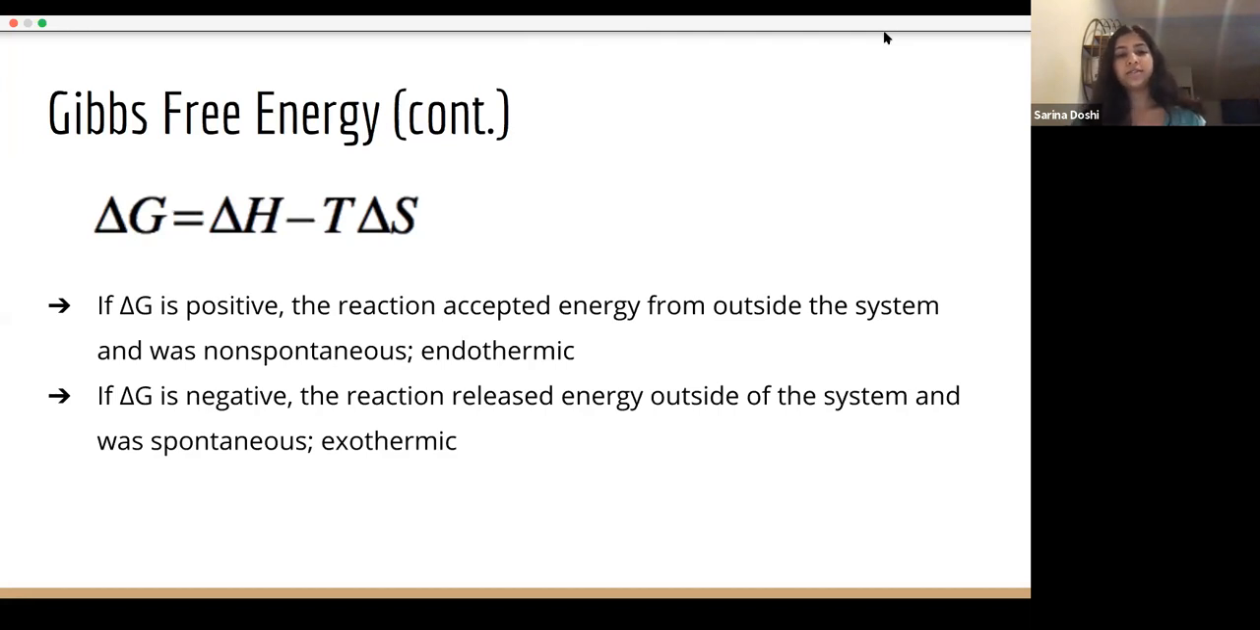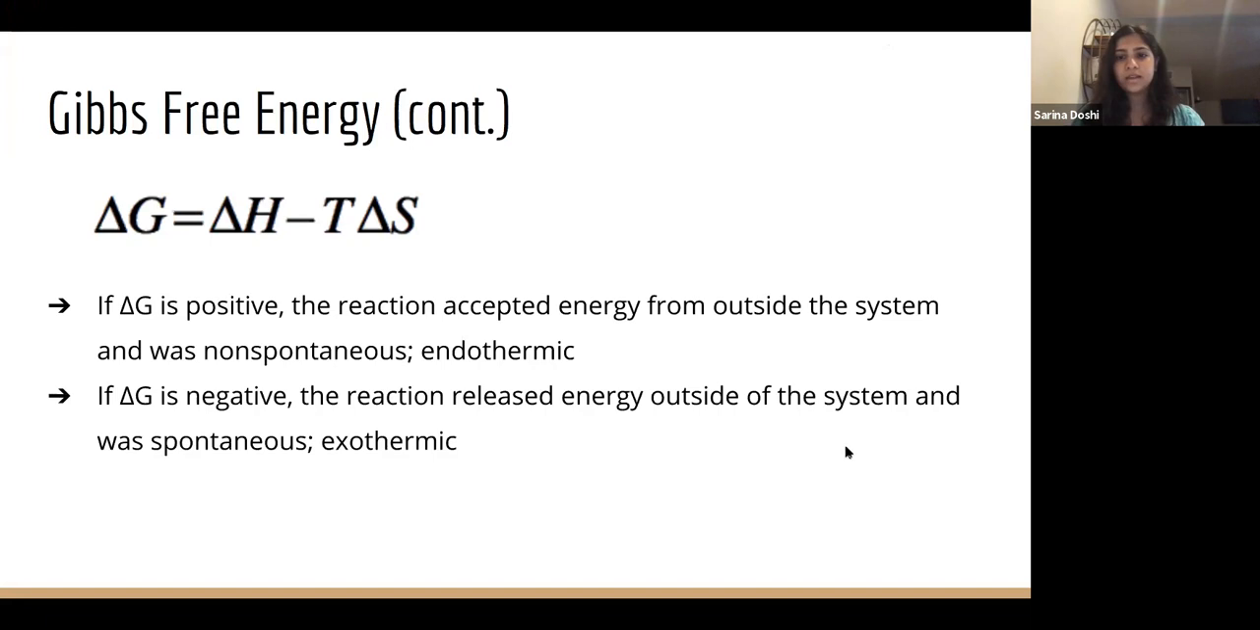So if delta G is positive, then the reaction was non-spontaneous. It means it required a net input of energy. And if delta G is negative, it was spontaneous. It released energy into the system. Okay. So the variables we have here: delta G is kind of like the end value. T is the temperature in Kelvin, always in Kelvin. Delta S is the change in entropy in the system, which will usually be a value given to you. And same with delta H, which is the change in enthalpy.